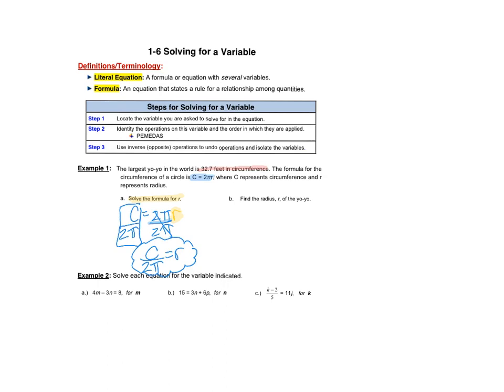Okay, now it's asking us to actually find the radius of the yo-yo. So I'm going to use my formula that radius equals C over 2 pi. I'm going to take my information in red here, 32.7 feet, which is my circumference. So r equals the circumference, 32.7 feet, divided by 2 pi. Just a reminder that pi rounded is 3.14. So I'm actually doing 32.7 divided by 6.28. And my radius comes out to be about 5.2, about 5.2 feet.